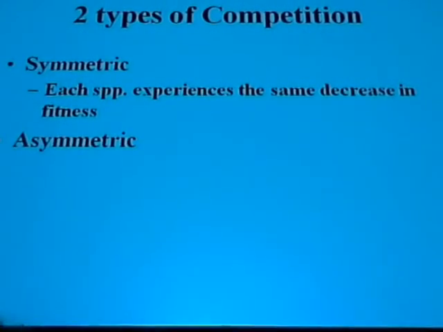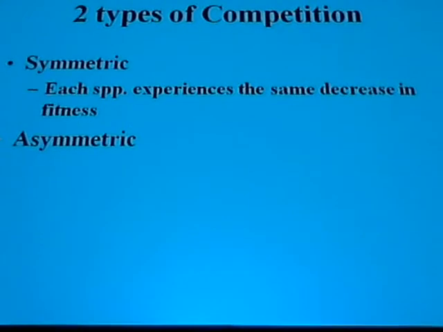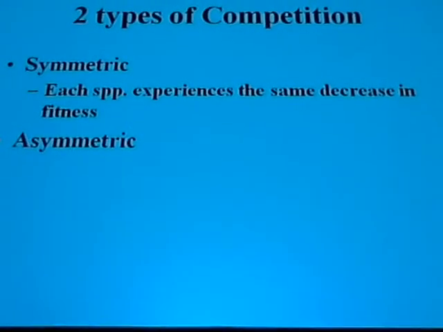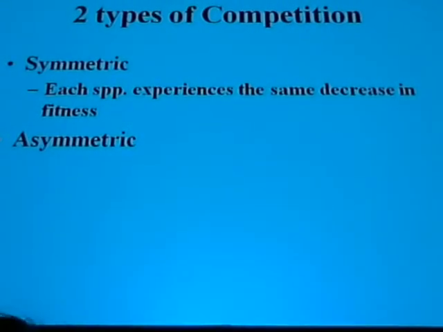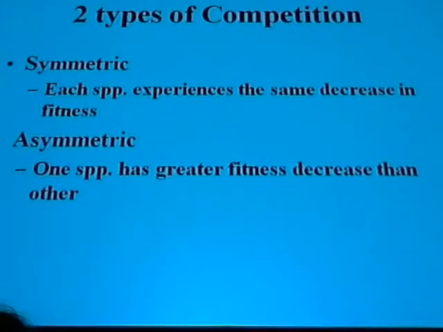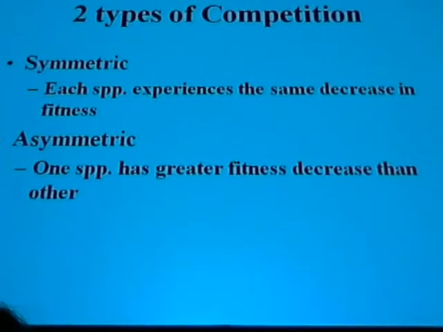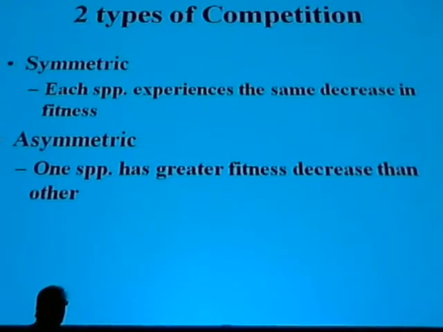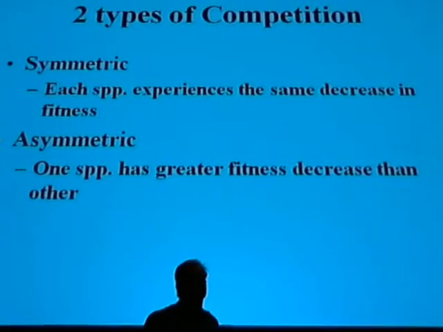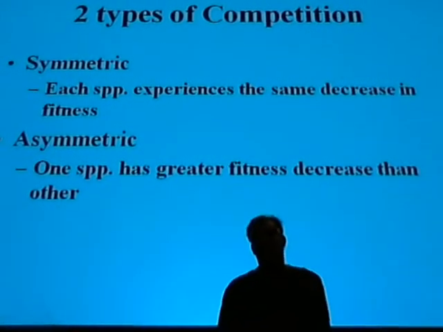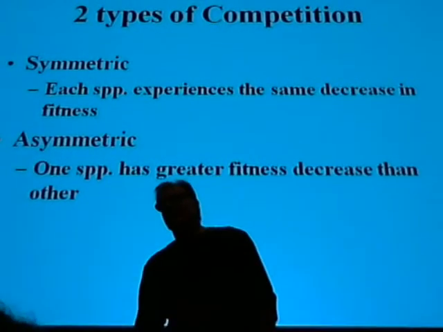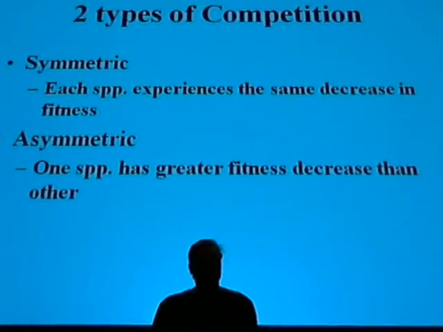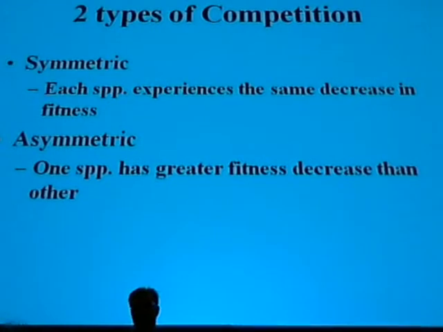But in asymmetric, one S, two M's, get it right. If you use two S's and one M, you spell something entirely different. Here, one species experiences a greater fitness decrease than the other. Now, the example we just saw with Paramecia, was that an example of symmetric or asymmetric? Asymmetric, absolutely. Purple had less of a fitness decrease than green.